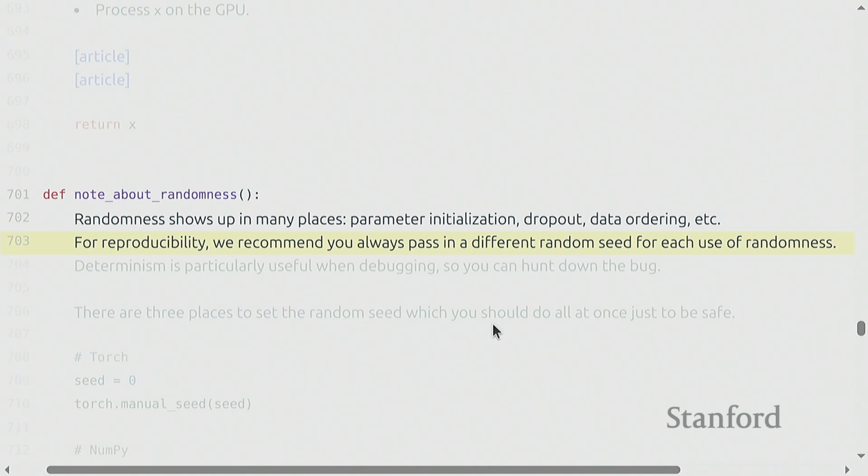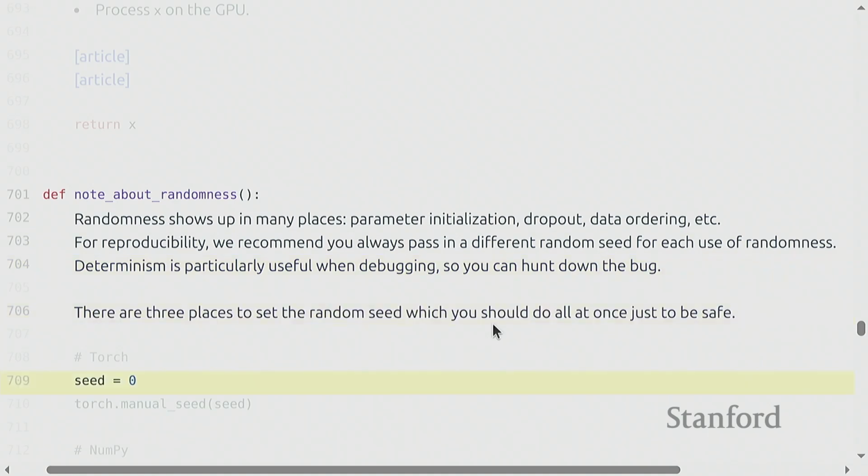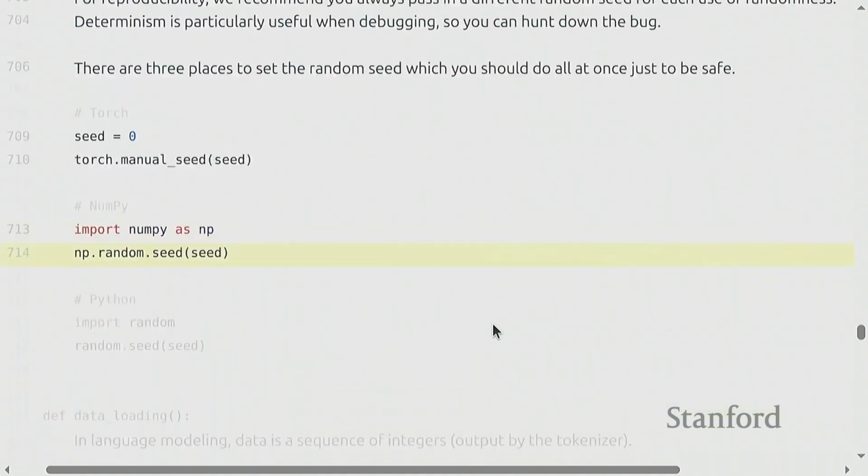And in particular, having a different random seed for every source of randomness is nice, because then you can, for example, fix initialization or fix the data ordering, but vary other things. Determinism is your friend when you're debugging, and in code, unfortunately, there are many places where you can use randomness. Just be cognizant of which one you're using, and if you want to be safe, set the seed for all of them.